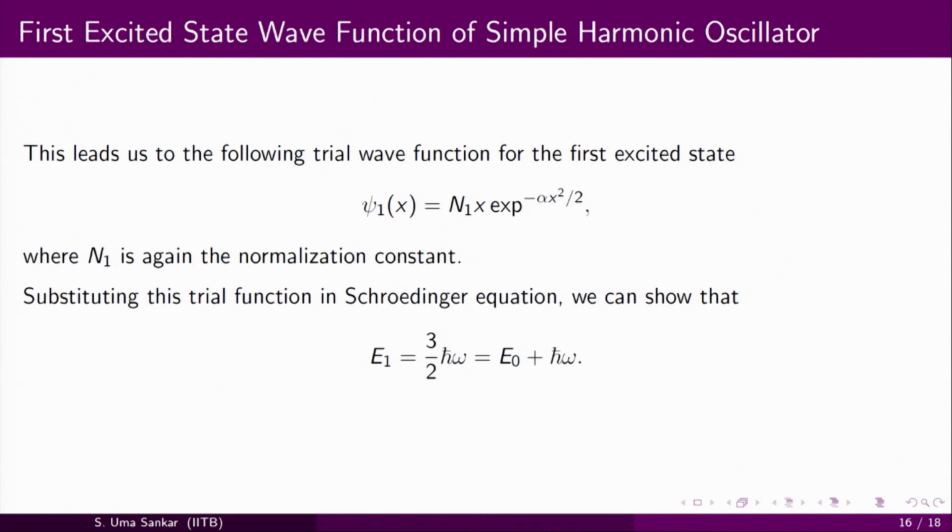Once again, I substitute this psi 1 in the full-fledged Schrodinger's equation, and when I do that, I get the corresponding energy eigenvalue to be equal to 3 by 2 h cross omega, which you notice is the minimum energy E naught, that is half h cross omega, plus h cross omega. So, the difference of energies between the lowest energy and the first excited state is h cross omega. So, it is sort of pointing along the Planck hypothesis.